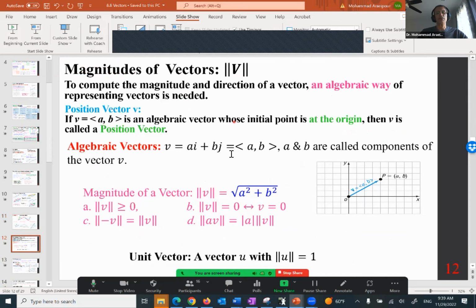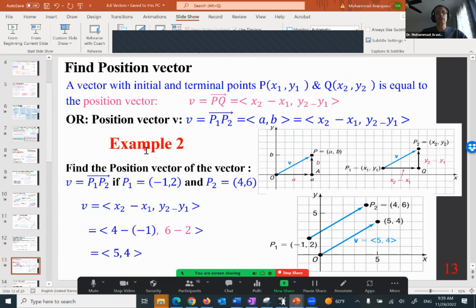The magnitude of the vector is defined as the square root of a squared plus b squared, just like the magnitude that we saw for polar cases. Position vector: a vector with the initial and terminal points, x sub 1 and y sub 1 being P, the initial point, and x sub 2 and y sub 2 being Q, the terminal point. Then PQ is x sub 2 minus x sub 1, comma y sub 2 minus y sub 1.